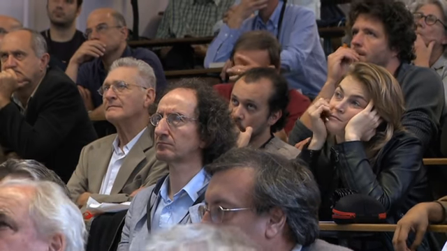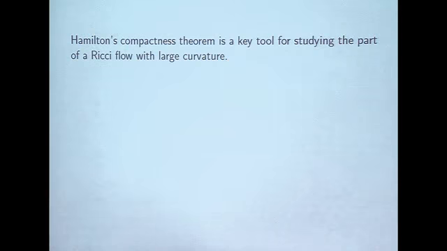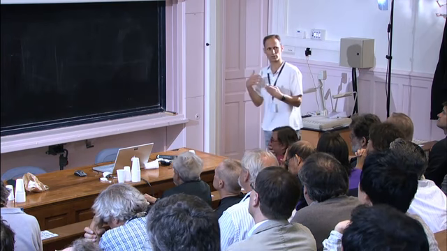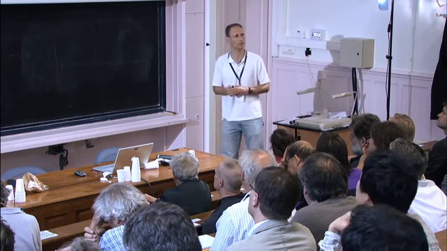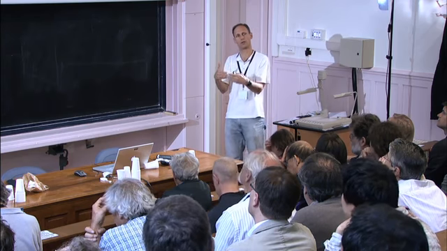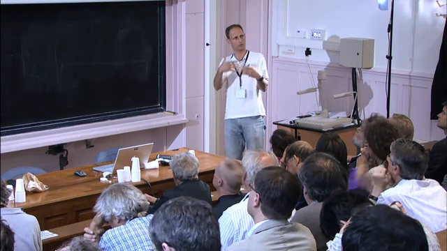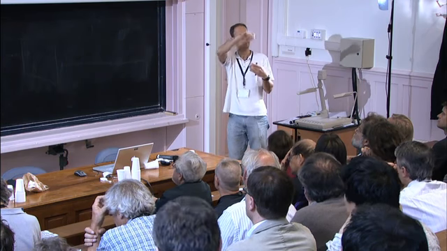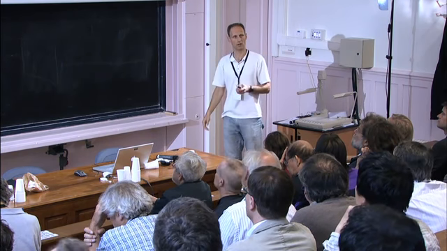Also, there's a version of this compactness theorem for Ricci flows, which is due to Hamilton. And this is actually a key tool in studying Ricci flow, because this shows up in the construction of Ricci flow with surgery: you want to understand the part of the Ricci flow where you have large curvature. So you take a Ricci flow, you look at maybe a sequence of points in space-time where the curvature is getting larger and larger.